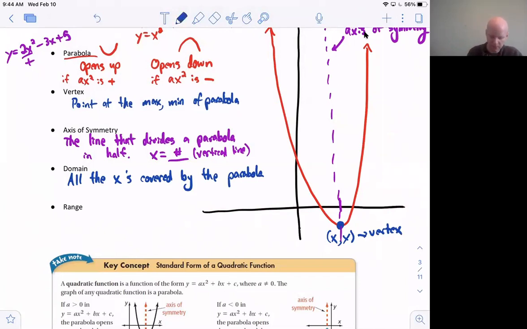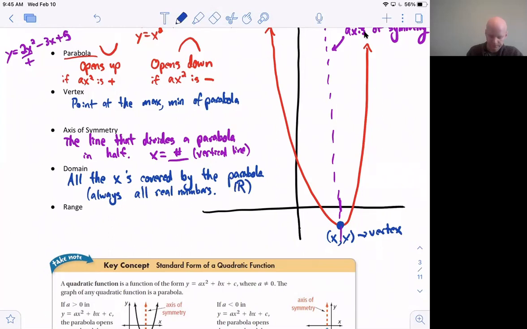So the domain is always going to be, we say, all real numbers. So all the numbers for a parabola are part of the domain. If you want a cool symbol that means that, you just use a little r with a double slash through it, or like a double spine almost.